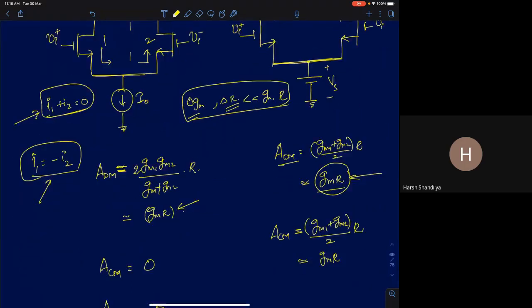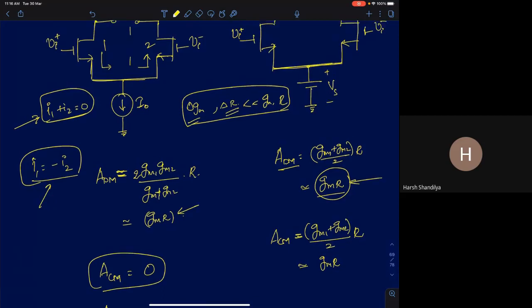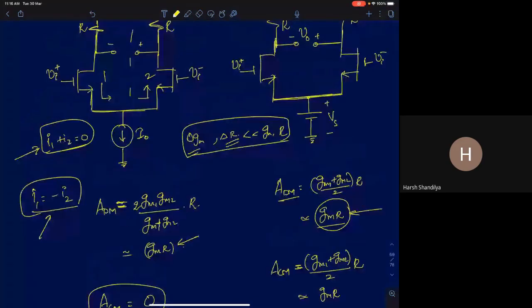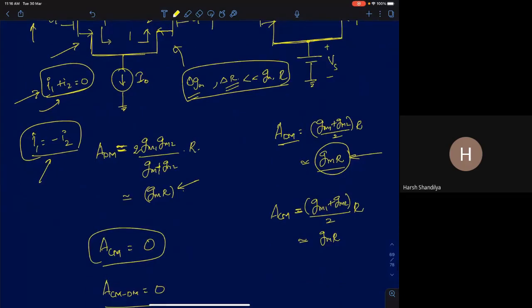So because of which we found ACM to be 0. Even though there is mismatch between the two transistors, the GMs are not the same. If you try to increase both the gates by the same amount, the only possible solution that this circuit can permit is when I1 and I2 are individually 0. Both cannot increase. If one increases, the other has to decrease. So because of which we found ACM to be 0 for this circuit.